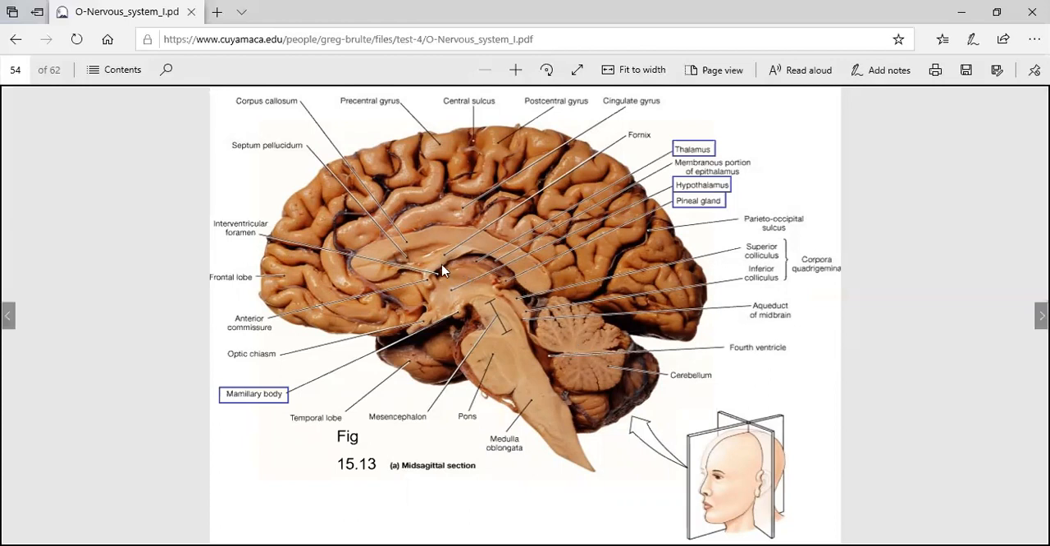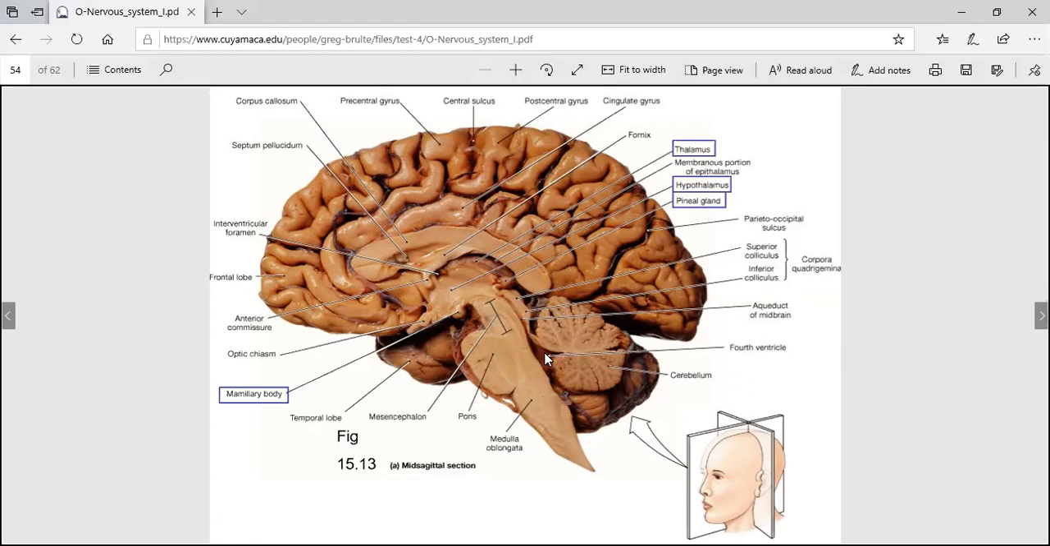Here's your corpus callosum. Whoops, sorry. Here's your corpus callosum. Here's thalamus, right? So that's one of your mammillary bodies, but you're cut, you don't see the other one. There's your pons, there's your medulla. What is this? Well, that's a ventricle.